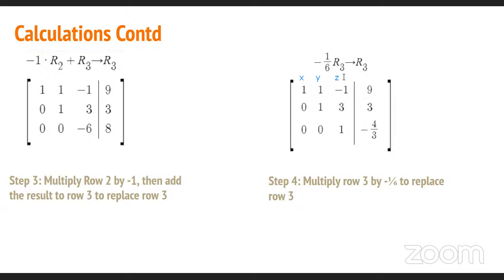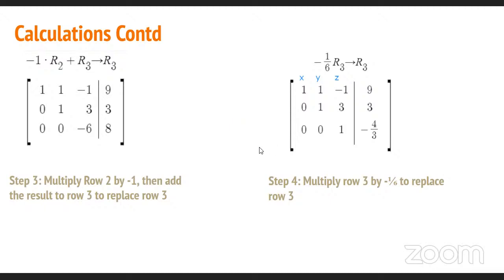If you want to interpret this back to the linear form, you have the first row to be X plus Y minus Z is equal to 9, because X has coefficient of 1, Y has coefficient of 1, and Z has coefficient of -1. That will be our first row in the equation. The next row will be Y plus 3X is equal to 3. That will be our second row. Then the next will be Z is equal to -4/3. That means automatically we already know the value of our Z. So let's go to the next.